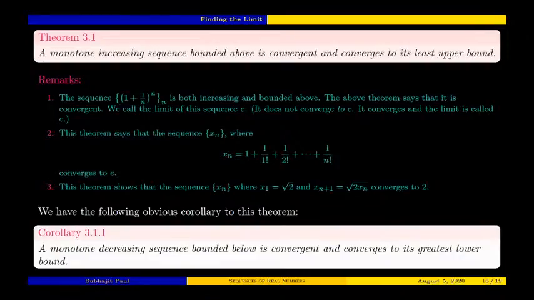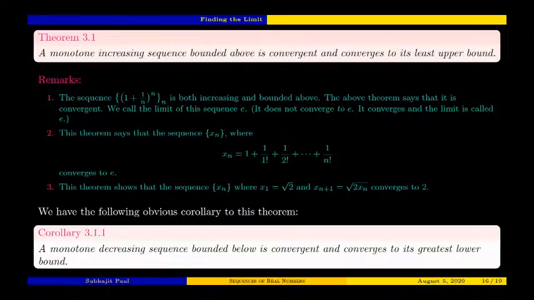Some examples: the sequence (1 plus 1 by n) whole to the power n is both increasing and bounded above. You have seen the proof of this fact in the last semester. The above theorem says that it is convergent, and we call the limit of this sequence E. Something to remember here: it does not converge to E. It converges and we call the limit E. So E is defined as the limit of this particular sequence. The above theorem guarantees that this sequence is convergent, and the limit is defined to be the number E.